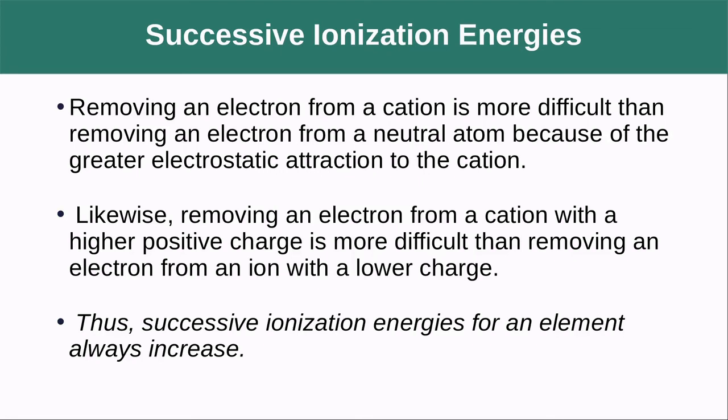As we do more and more ionizations, it becomes more and more difficult to remove an electron, because every time you remove one, the nucleus holds each remaining electron a little bit closer. Likewise, removing an electron from a cation with a higher positive charge is more difficult than removing an electron from an ion with a lower charge. This means that successive ionization energies for an element are always going to increase. The second ionization energy will be higher than the first ionization energy.